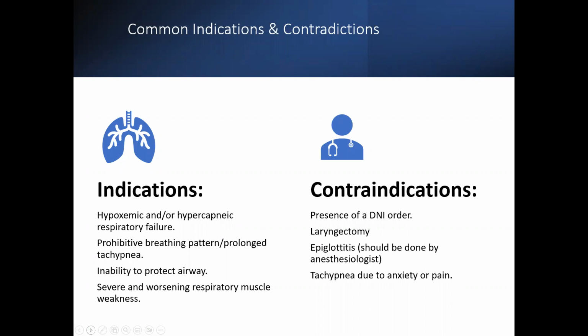Contraindications: the presence of a DNI, or do not intubate order, and laryngectomy. If you recall, there is no patency or opening between the mouth and the trachea with a total laryngectomy. Epiglottitis means the patient can still be intubated, but it probably should be done under very controlled circumstances by an anesthesiologist, and they may ultimately require a rapid sequence, paralytics, analgesics, the whole ball of wax there.